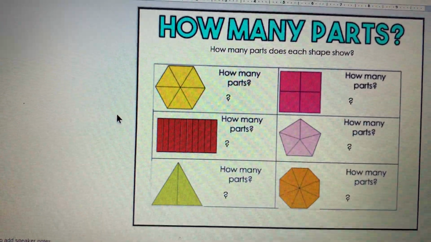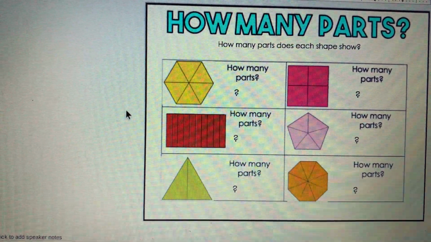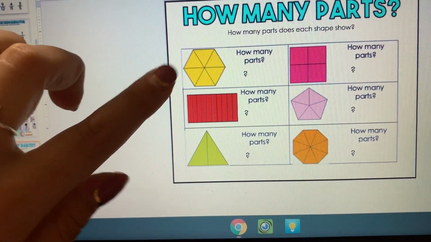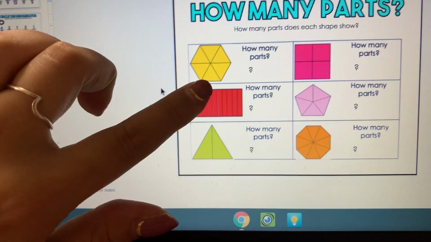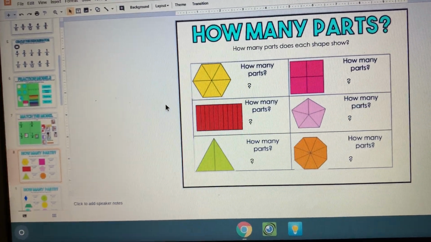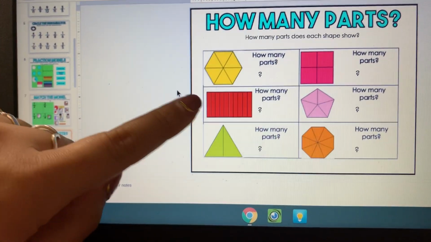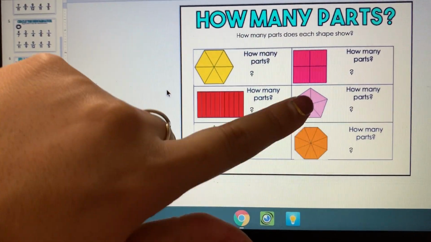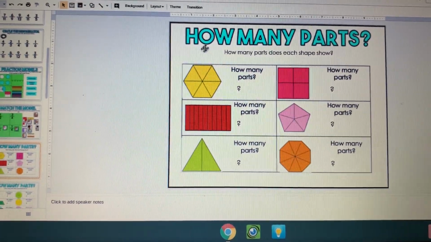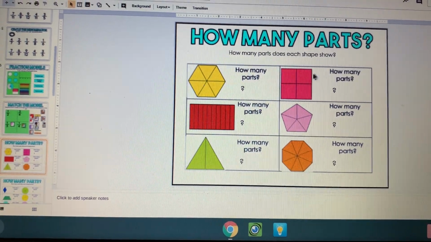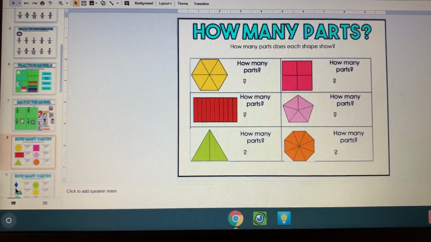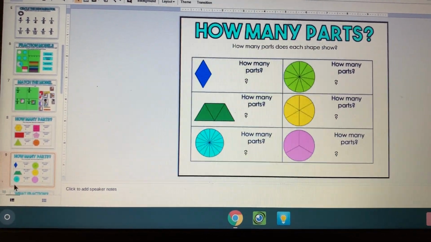So what is the denominator, or what would be the denominator of these pictures? So for example, if we look at this yellow shape, we have 1, 2, 3, 4, 5, 6. So that means our denominator of this shape would be 6. So how many parts? 6. And then so on. You count all the pieces of all of these shapes to get our denominator, because the question is asking how many parts of each shape is shown. So that's our denominator.